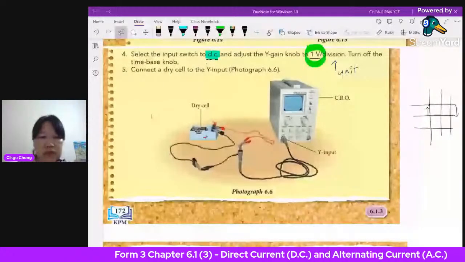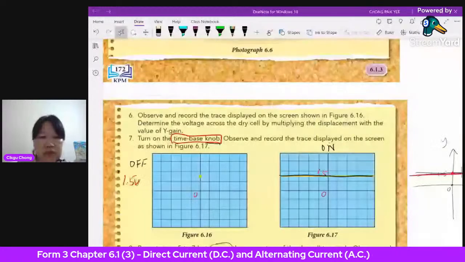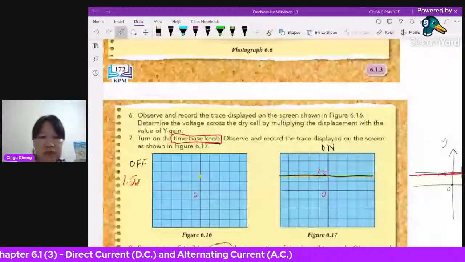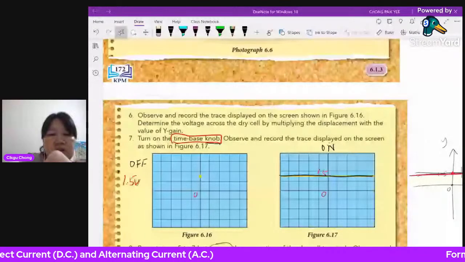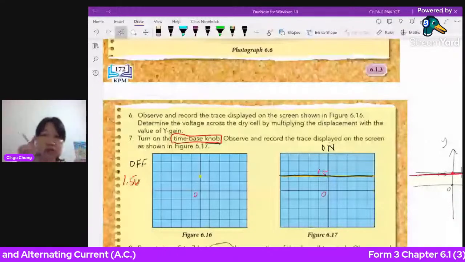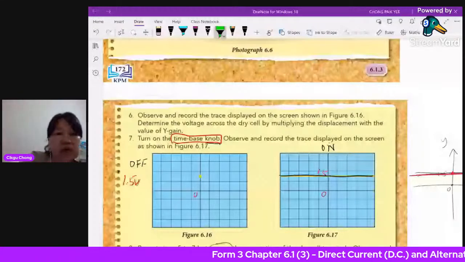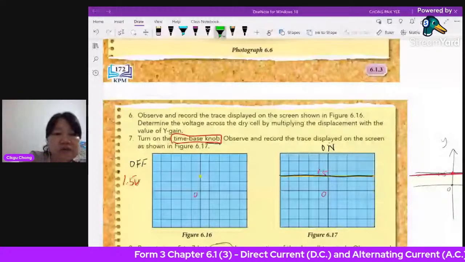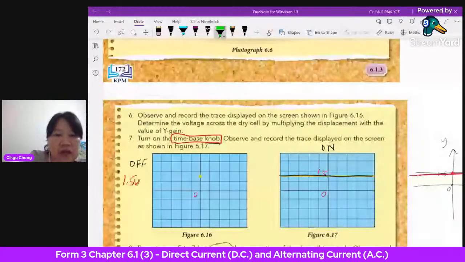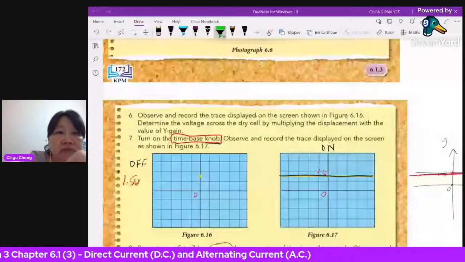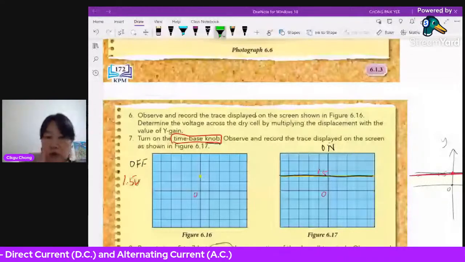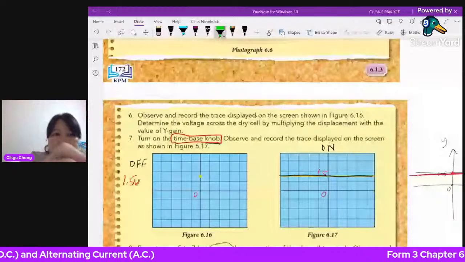First of all, on the left-hand side, you switch off the time-base knob. Always remember, when you switch off the time-base knob, you're not going to get a line. You get a dot only, because you don't pull it. If you don't pull it, you get a dot. So here, time-base is off. You find that now the dot is no longer zero, because you have already put 1 volt there.